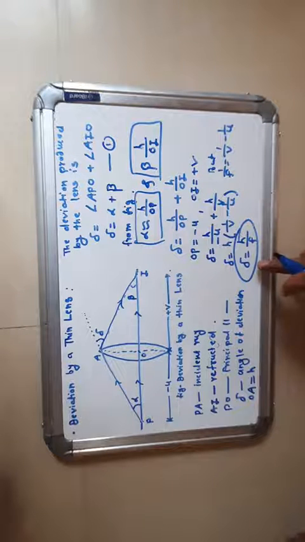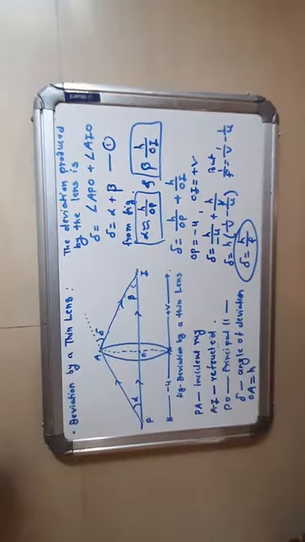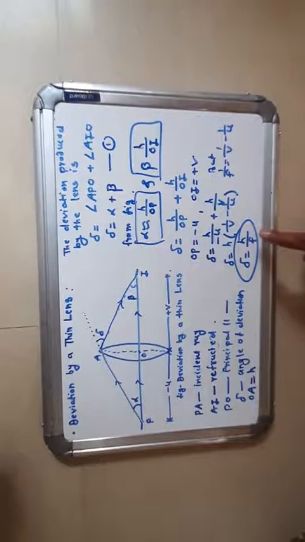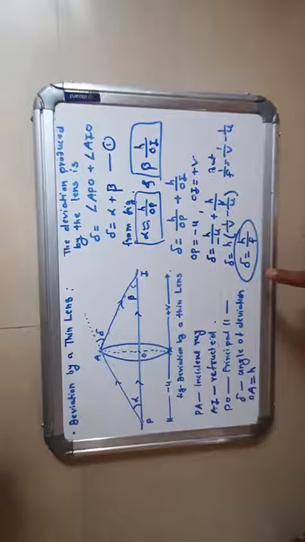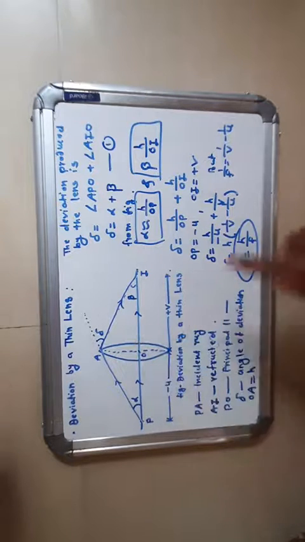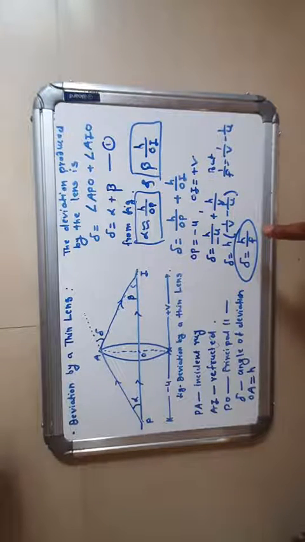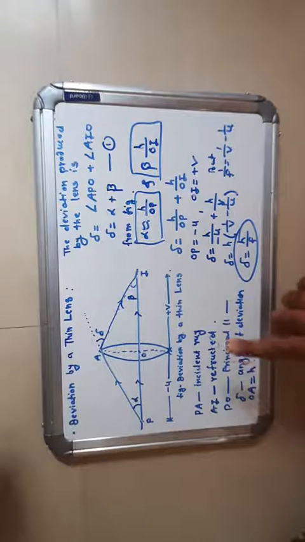The final deviation by a thin lens, del, is equal to H by F. That means the deviation produced by a thin lens is independent of the position of the object. The deviation produced by the lens is independent of the position of the object, but only depends upon the height at which the incident ray strikes the surface of the lens.